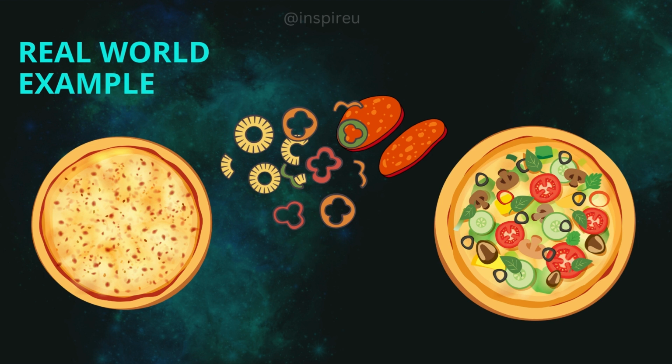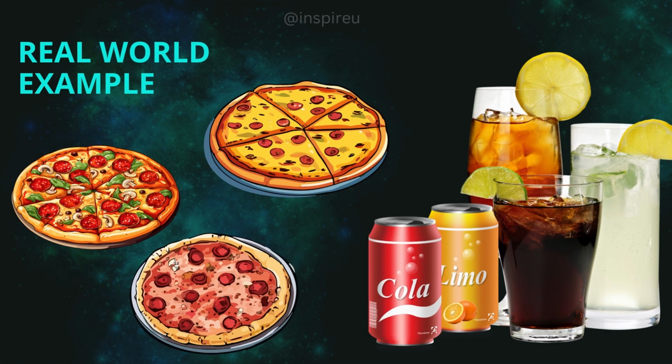Suppose that the customers can create their own custom pizzas by selecting various toppings, sauces, and crusts. The builder pattern is like the process of building a custom pizza. You start with a base crust, add various components, toppings, and finally, you have your customized pizza.